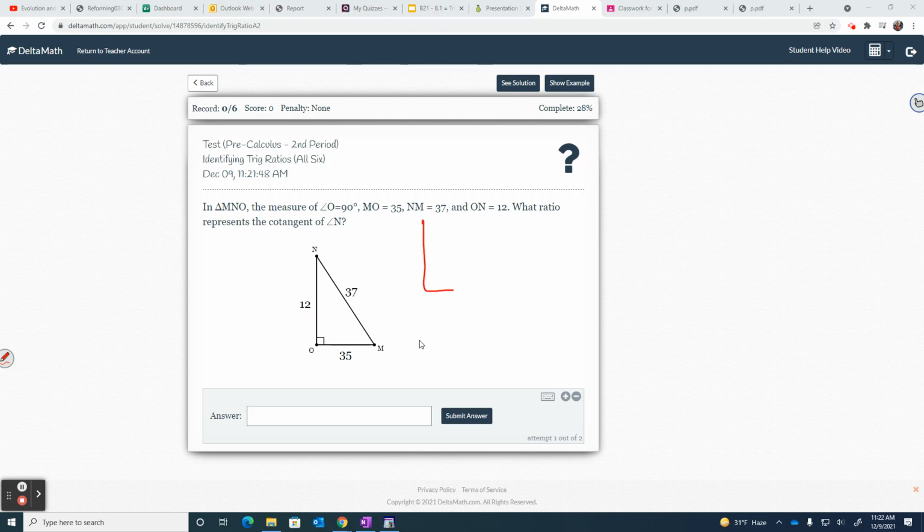So if you want to, draw it really quick. 35, 37, 12. And we're asked what ratio represents the cotangent of N. So N is up here, and we're asked to find the cotangent. The thing that makes this a little bit harder is you don't have all of them written out and you just flip them. If you have all the ratios written out, it's great, but you will eventually need to memorize all these. I would just write out SOHCAHTOA and figure out what cotangent is.